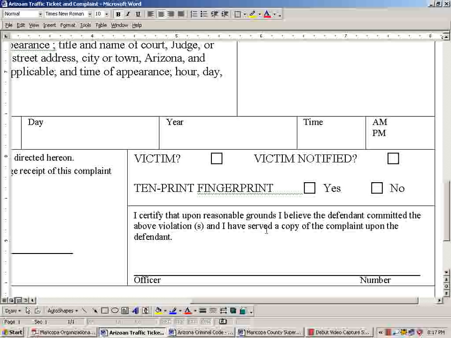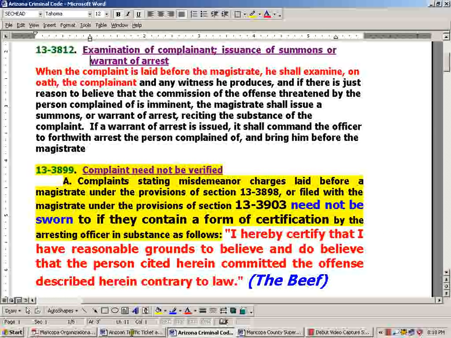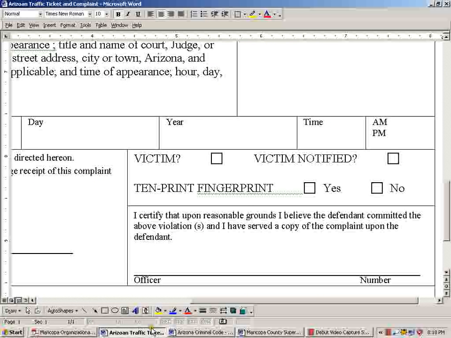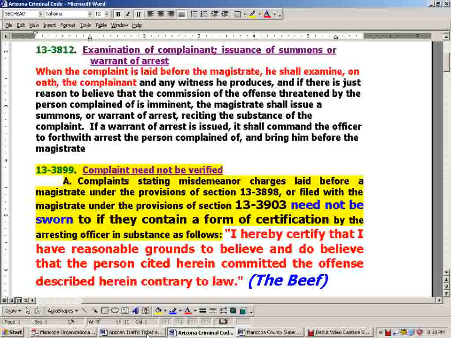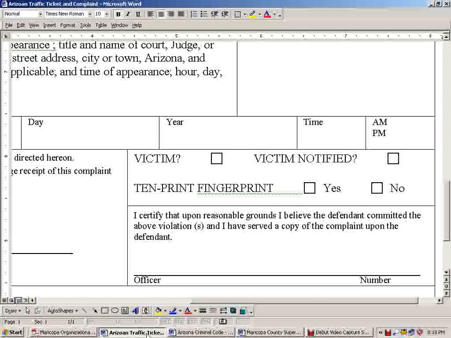It's just this certification here is nowhere near what this says. I certify that I have reasonable grounds to believe. Right? It does. I certify that upon reasonable grounds, and this one was I certify that I have reasonable grounds. He already had them. Here he's going to go find them. Upon reasonable grounds, I believe the defendant committed the above violations.